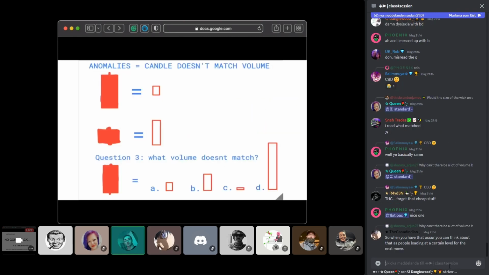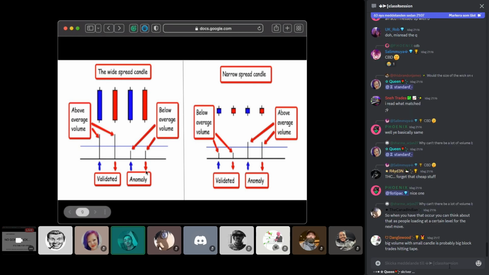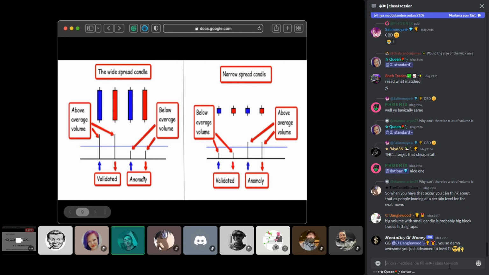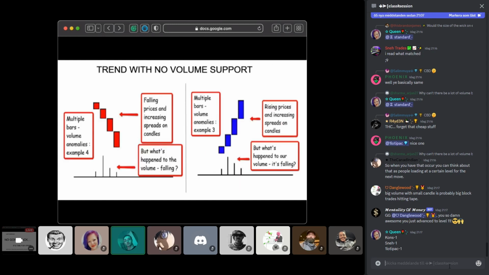Just use the arrows here. So here is essentially what I was just saying, but a lot more examples. This is probably a little bit more confusing. We're essentially just looking at bigger candlesticks with bigger volume. This looks validated. They're good. Bigger candlesticks with smaller volume, those are anomalies. They don't match together, so it's not good. Something's going on here. We see here smaller candlesticks with smaller volume. It looks good. Everything matches out. And we have larger volume with smaller candlesticks. There's an anomaly. They don't match.